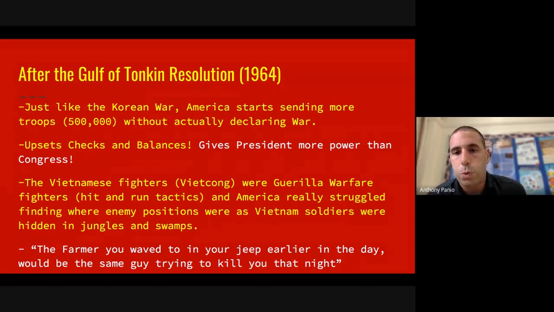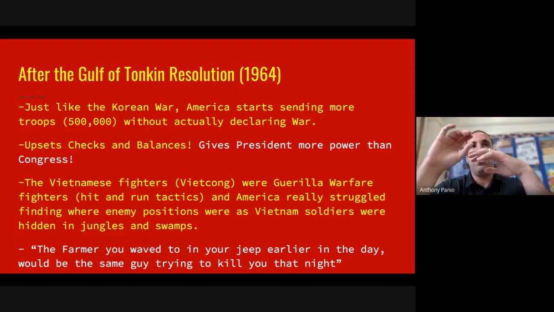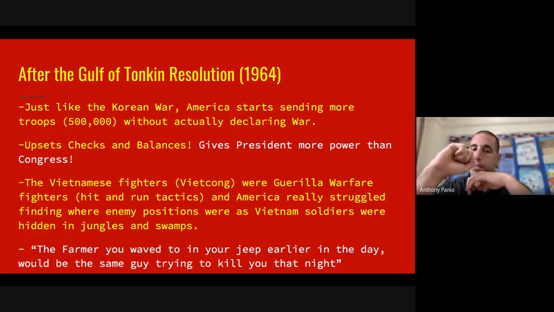So the Vietnamese fighters were guerrilla warfare fighters. Now, I just want to go back. We were guerrilla warfare fighters during the American Revolution. If you remember, especially in the middle of the Revolutionary War, us hiding in the forest and shooting and running, that's what guerrilla warfare is. Vietnam was such a tough war to fight, and really the biggest reason is that North and South Vietnam have a very tropical climate. It's very hot and warm. There are a lot of jungles and swamps, which you don't need to be a military expert to understand. That's a very easy place to hide.